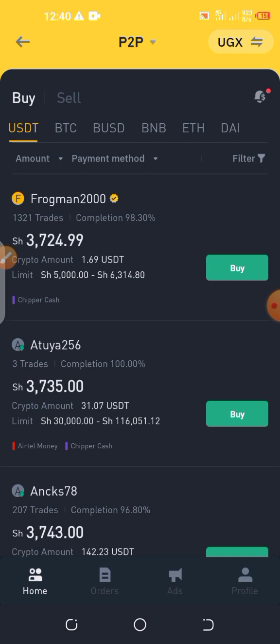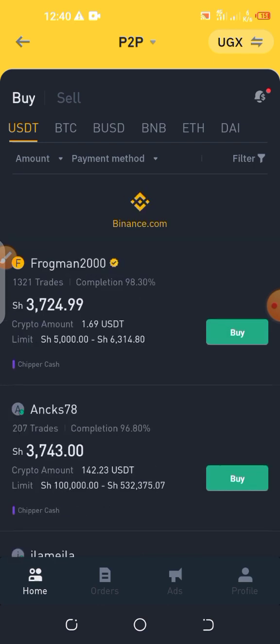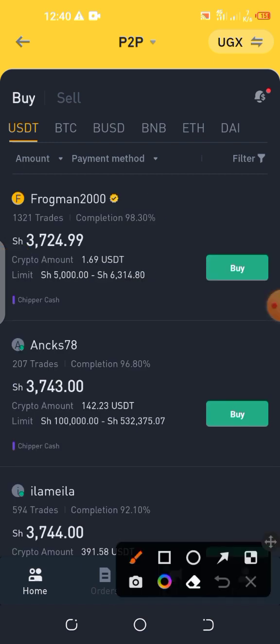Make sure that you sign up an account and enjoy this money. So what you're going to be doing now, as you can see here, we have our first trader, Frogman 2000. This one shows that he is verified. You can see that blue tick, that yellow tick here. It shows that he is verified.